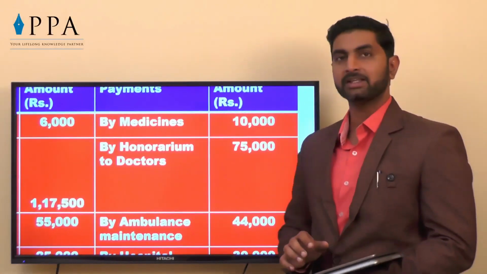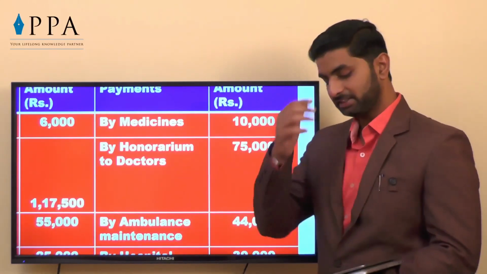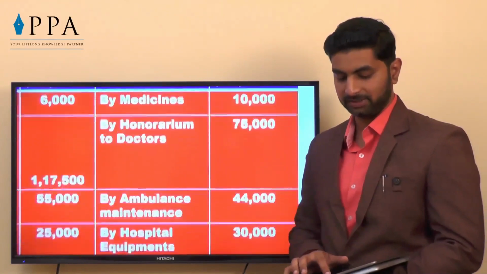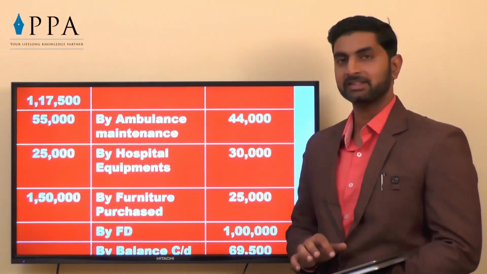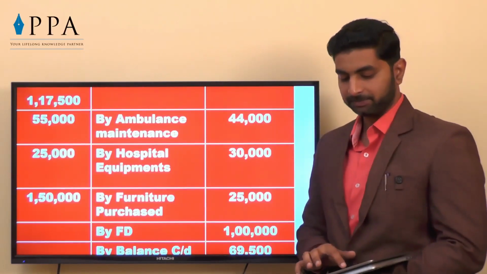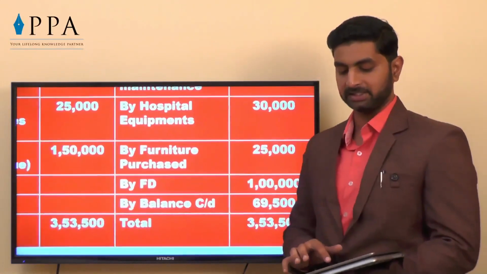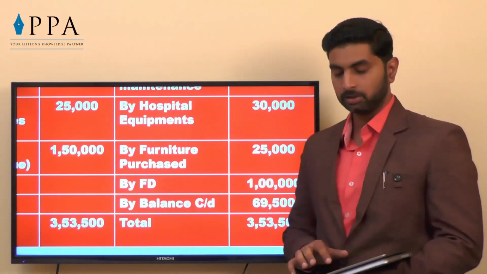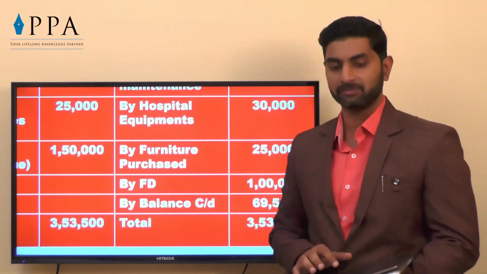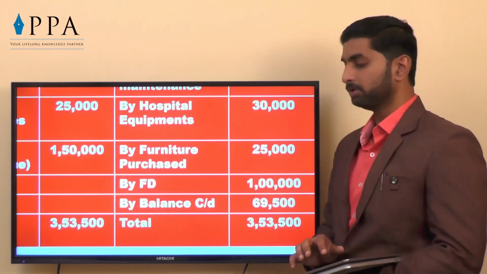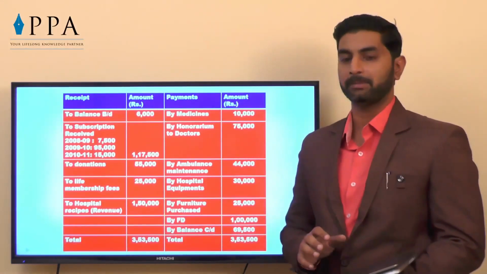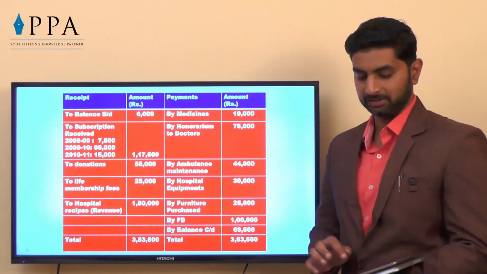Now on the credit side, we can see expenses for medicines 10,000, honorarium given, that is remuneration given to doctors 75,000, ambulance maintenance expense 44,000, hospital equipment and furniture purchase, these are one-time items, FD created is again one time, and the closing balance is 69,500. So this is all about the receipt and payment account which is given to us, receipts on debit, payments on credit. What else is given now?